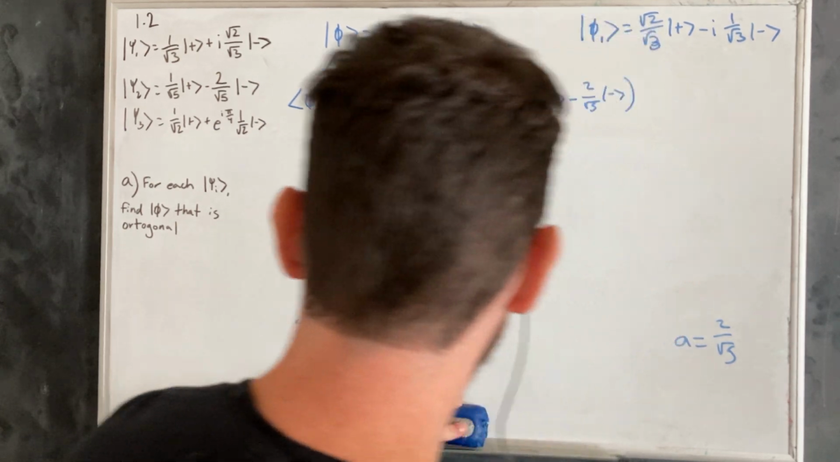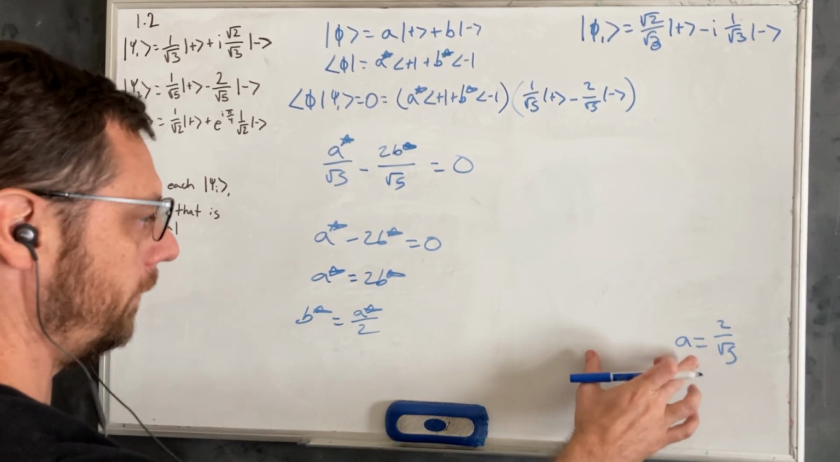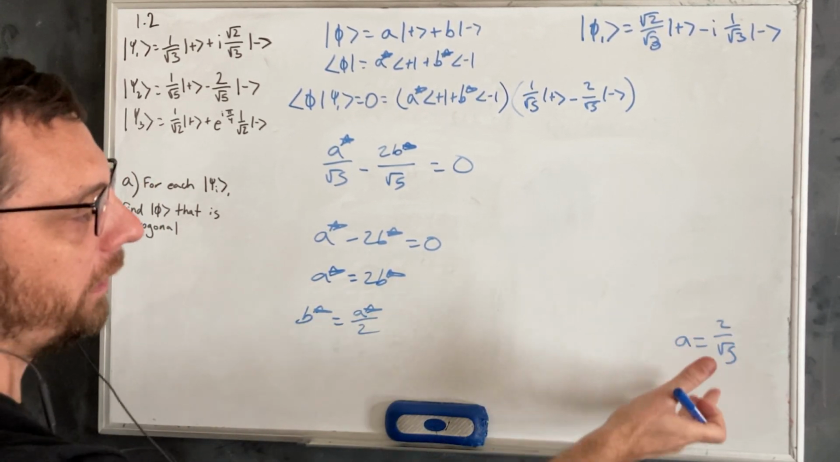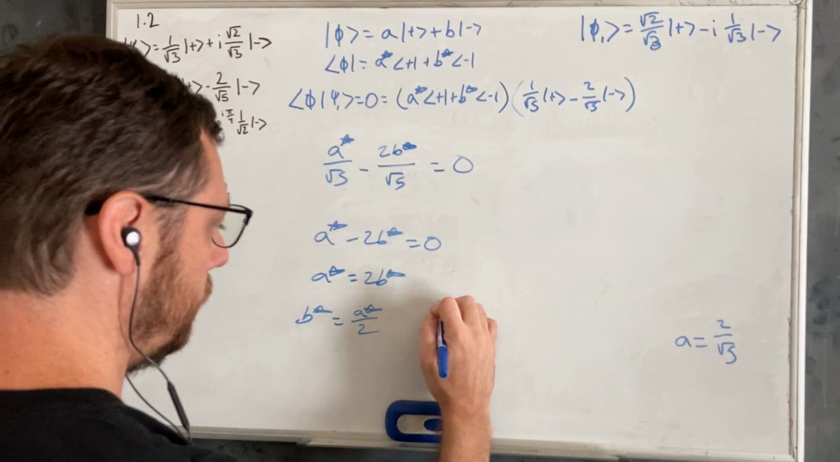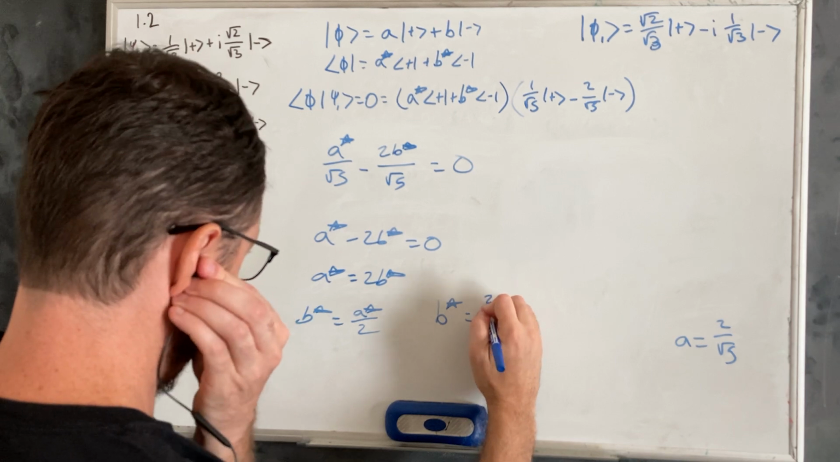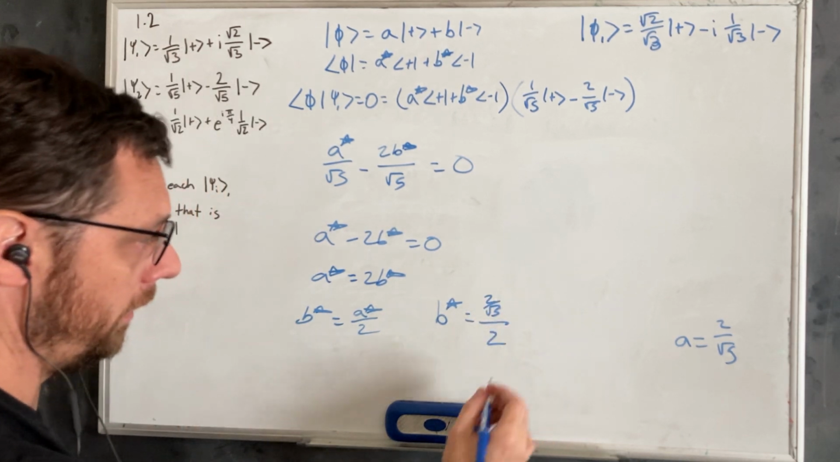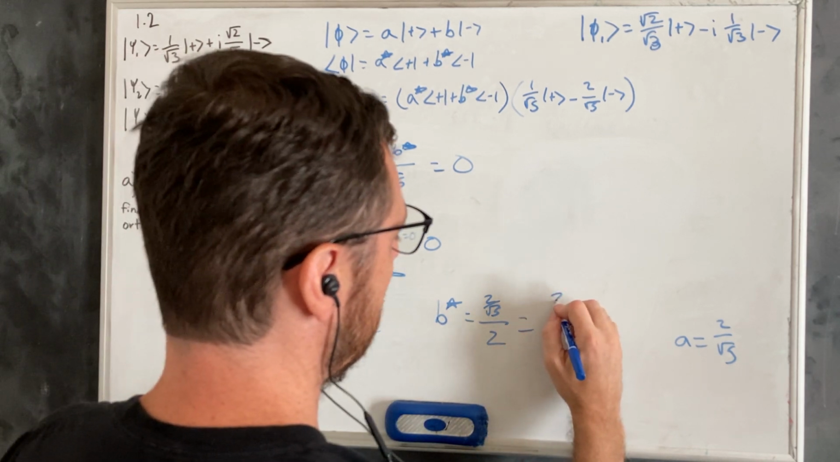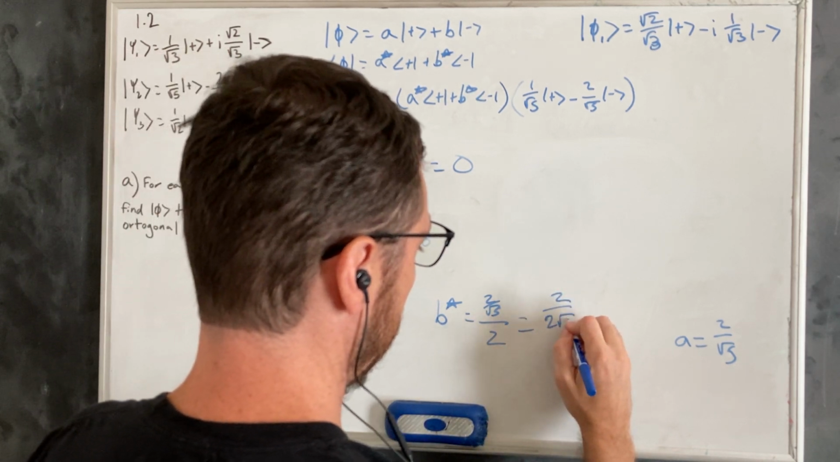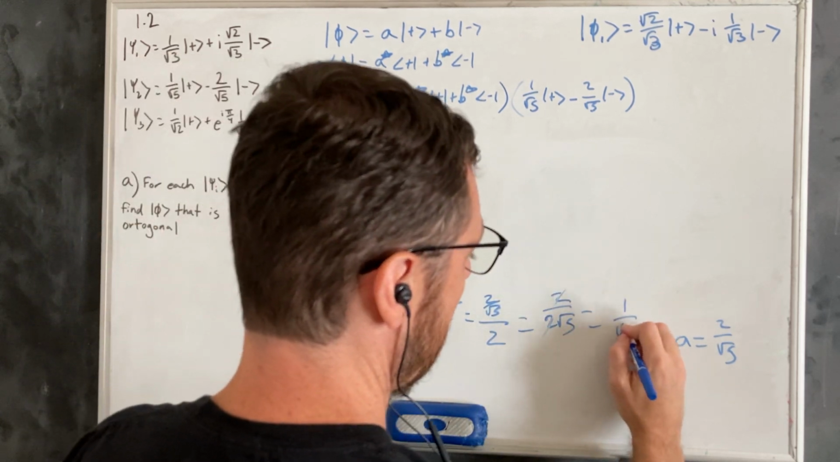And now that we have a, we can solve for b because our b is going to be right here. And this is going to be a star, so complex conjugate that. It's still 2 over root 5. So our b star is equal to 2 over root 5 over 2, which is going to be equal to 2 over 2 root 5. 2's cancel out, so it's going to be equal to 1 over root 5.